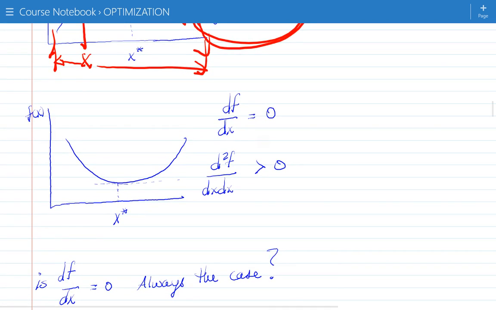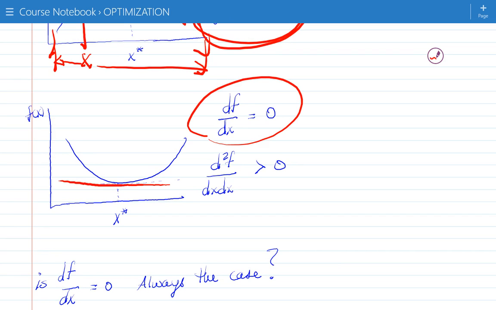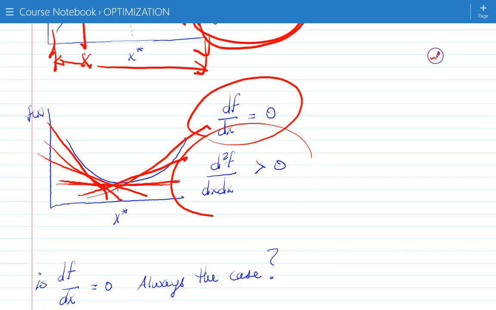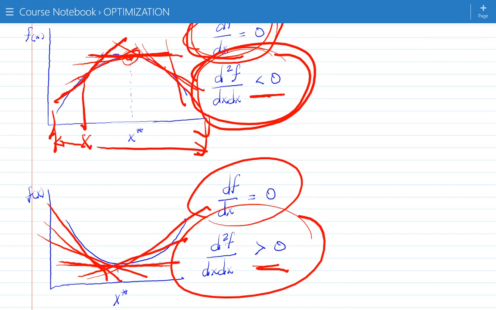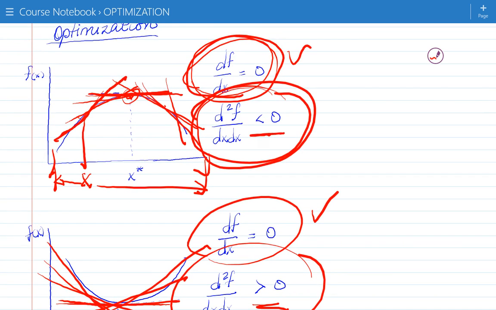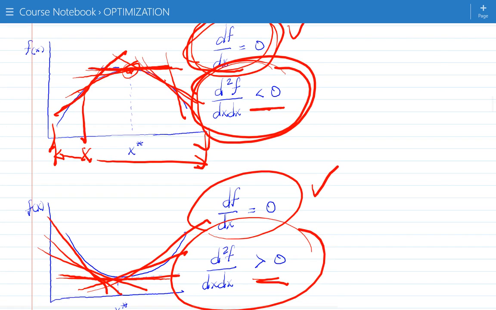Similarly, if you are at a minimum, again, your slope is equal to 0. But now the slope is changing. Here we've got negative, less negative, less negative, 0, positive, positive. And so the change in slope is positive. Maximum and minimum each have the same characteristic with regard to slope, and that is that they're both equal to 0. But the maximum has a second derivative that's negative, and the minimum has a second derivative that's positive.